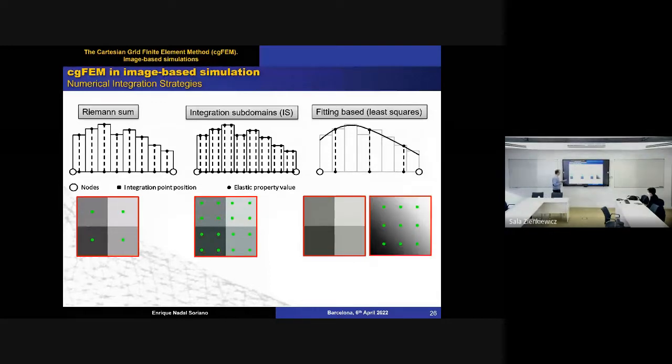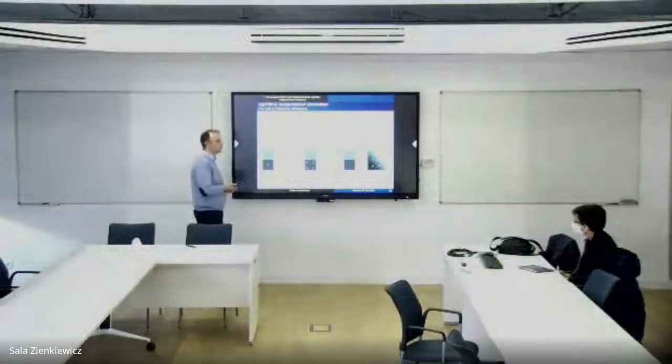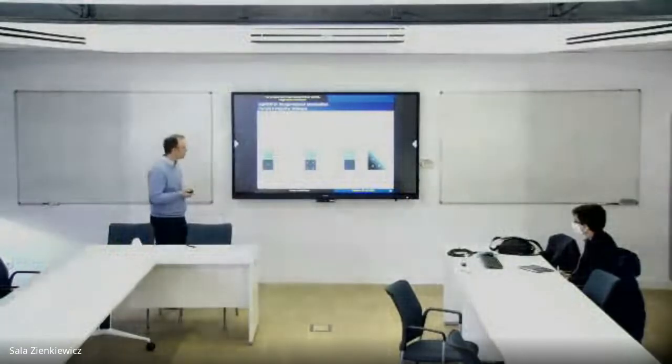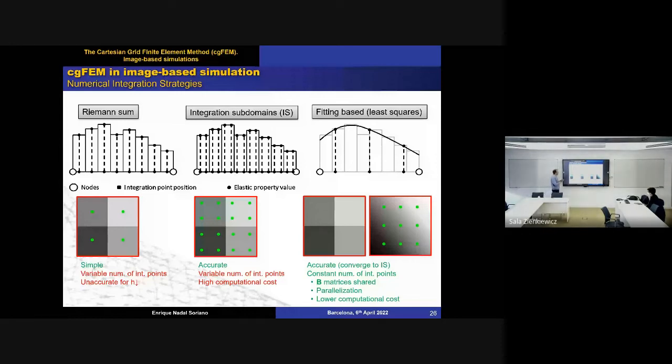And well, this one in the middle is really accurate, so I get all the information, but we could have a very huge number of integration points, and it is really expensive. This is simple, but when the size is small, I have very few integration points, so I'm having problems in accuracy there.